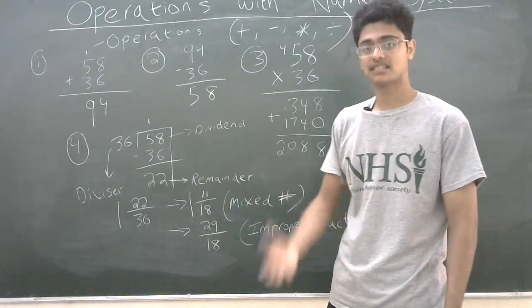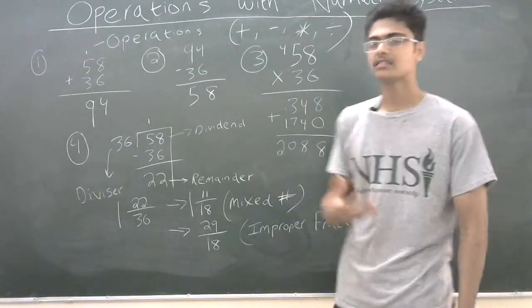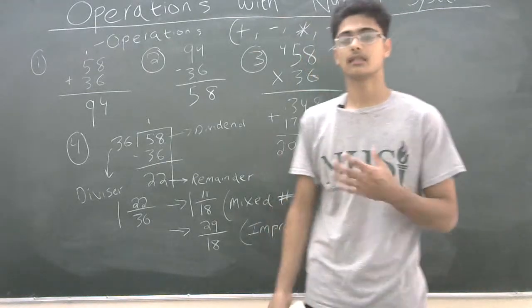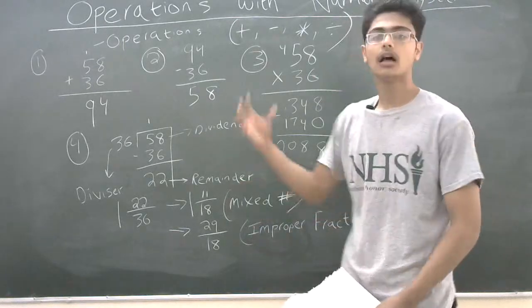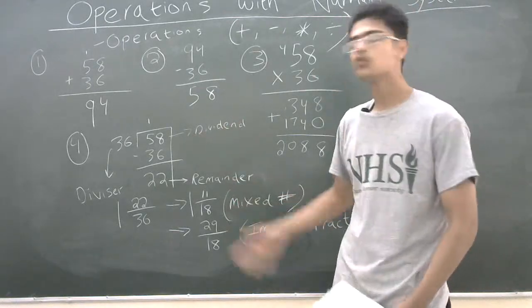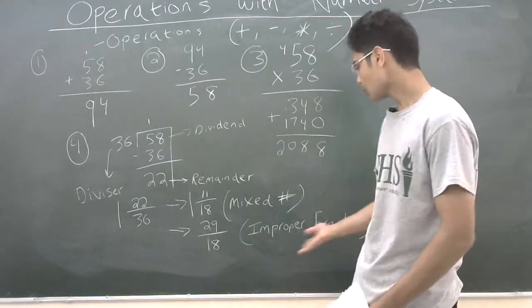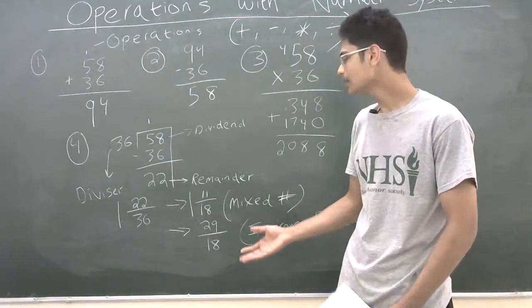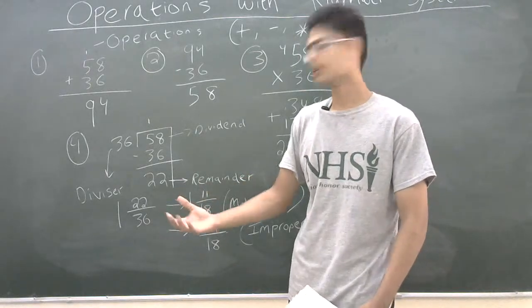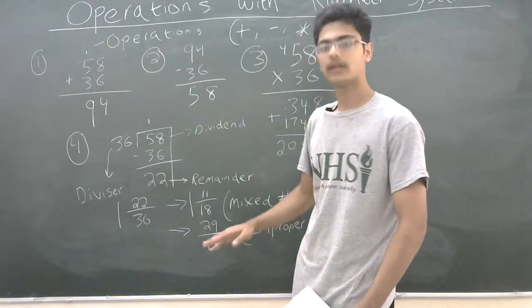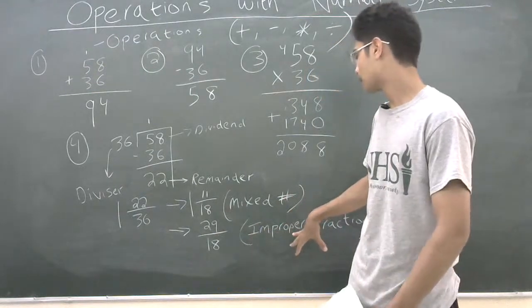Now this is a mixed number. Now if you want to write this as an improper fraction, you really have to think of 1 as 18 over 18 plus 11 over 18. That gives you 29 over 18, which is the improper fraction. So really what you're doing is 18 times 1, 18 plus 11, 29 over 18. So this is the improper fraction.